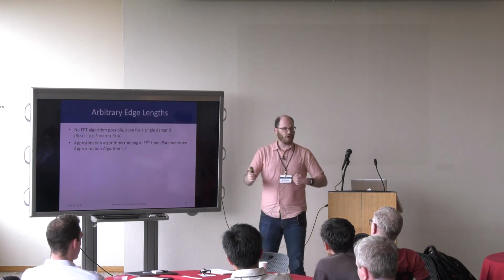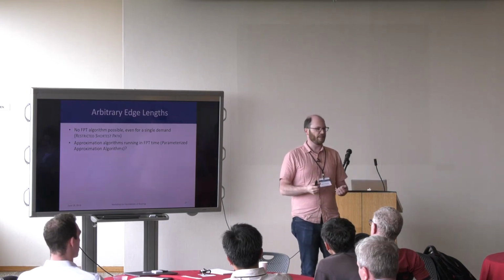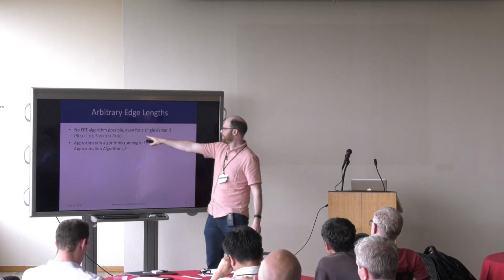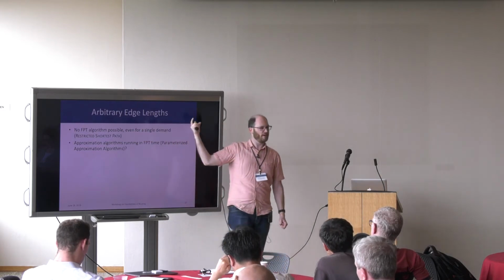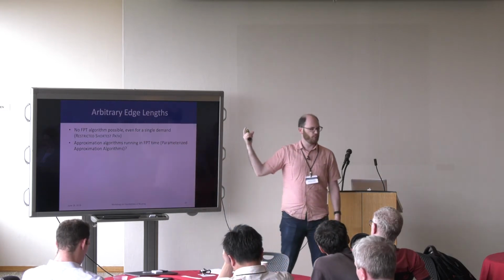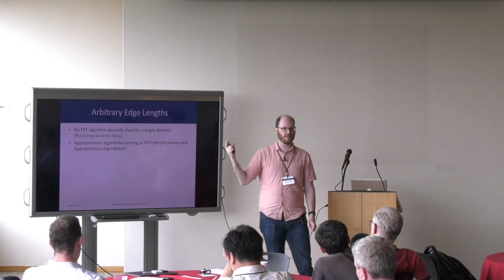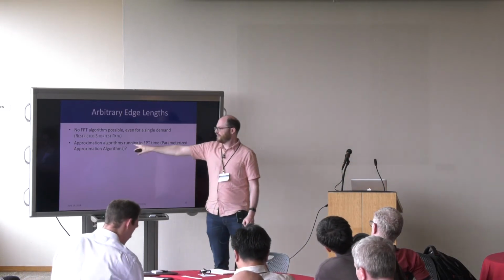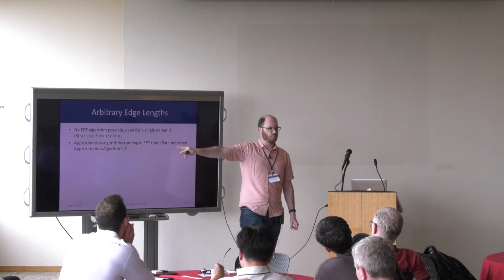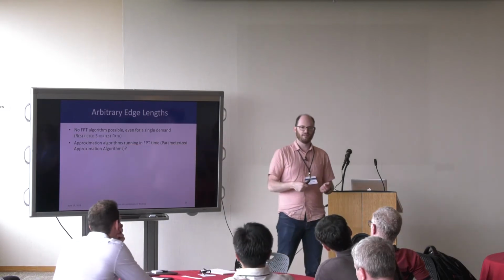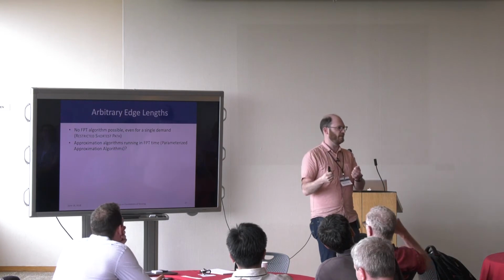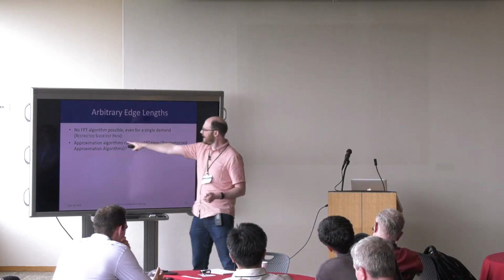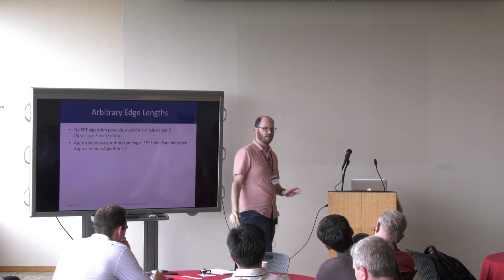Okay, so if I have arbitrary edge lengths, which is the more realistic kind of setting, then my life actually becomes difficult. There's no FPT algorithm possible even for a single demand. If you think about it for a minute, you see this contains what's called the restricted shortest path problem, which is NP hard. So I can't do this. But maybe what I can do is find approximation algorithms that run in this FPT time, this 2 to the number of demands times a polynomial in n. Maybe I can give a very good approximation algorithm for that. In particular, restricted shortest path has very good approximation algorithms.